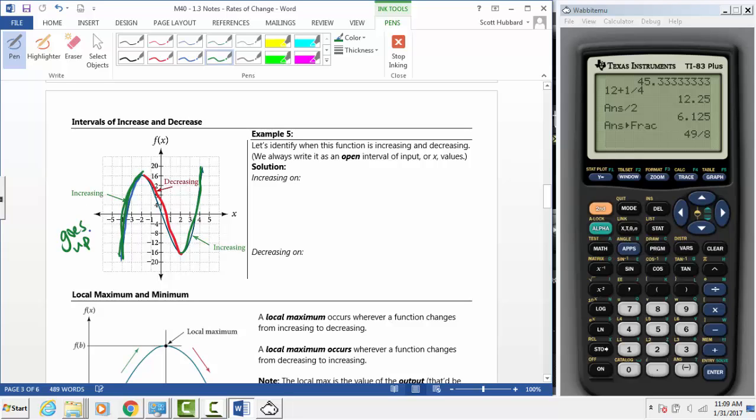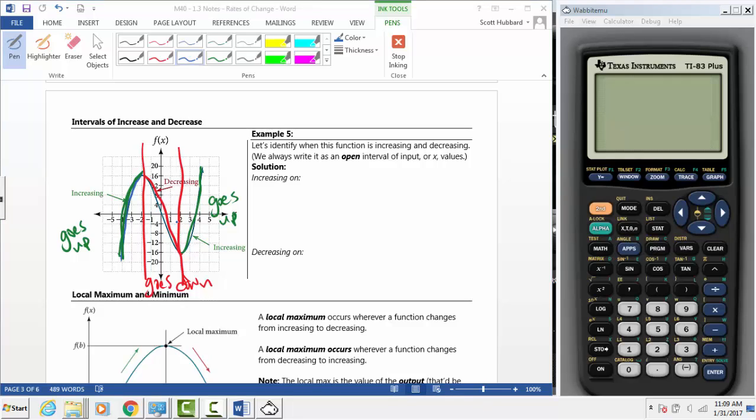Okay, so it just means that it's going up, goes up, goes up. And right here in this little interval, it goes down. And we call that increase and decrease.